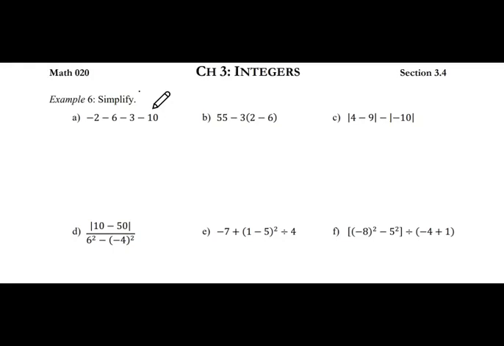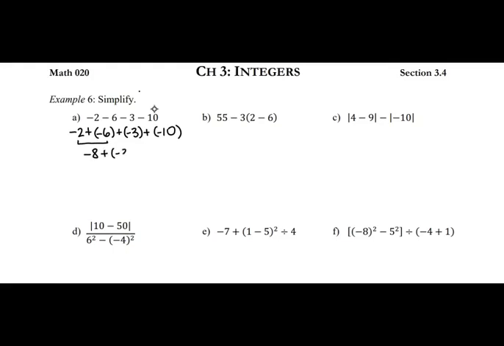So all of these, we need to simplify. So we start with part A, and what I see here is subtraction of integers. When we subtract integers, we insert the plus sign between them, and then we do two integers at a time. So let's go ahead and rewrite this problem. I have -2 plus -6 plus -3 plus -10, right? So then let's look at the first two. -2 plus -6 gives you -8.